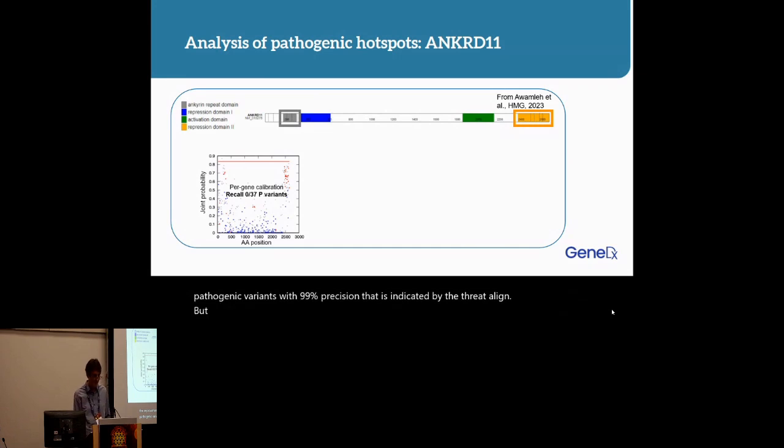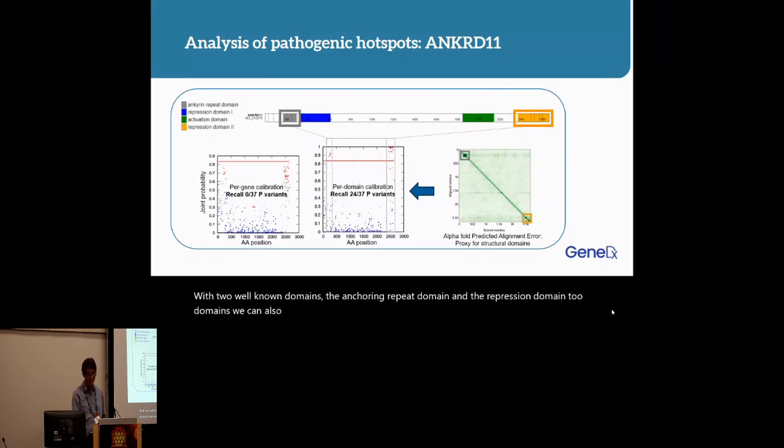But it seems as if there are two hotspots of pathogenicity that coincide well with the two well-known domains, the ankyrin repeat domain and the repression domain 2. Domains we can also define from AlphaFold by the PAE plots. In many genes, such as this one, the domains match boundaries found in the literature pretty well. So we now just recalibrate each of the two identified domains and the remainder of the gene in turn. And this new joint probability allows us now to recover reliably 24 out of the 37 pathogenic variants that we couldn't predict before.